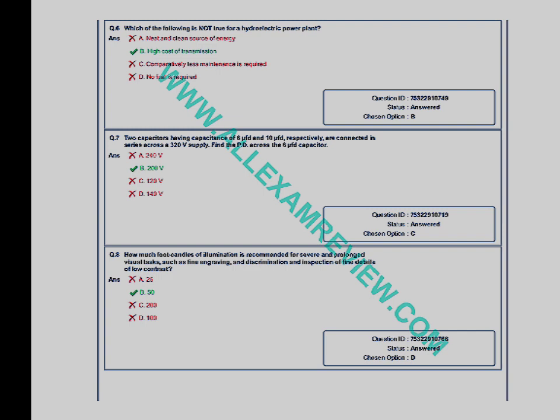Unit based basic electrical engineering question. Another question 8. How many foot candles of illumination is recommended for severe and prolonged visual tasks such as fine engraving and inspection in detail of low contrast? 50. Option B is right.